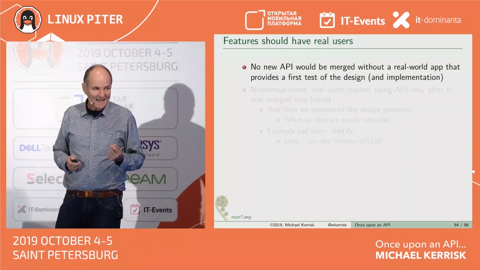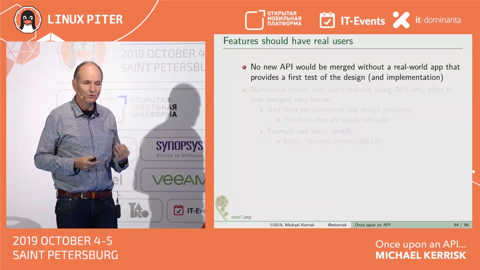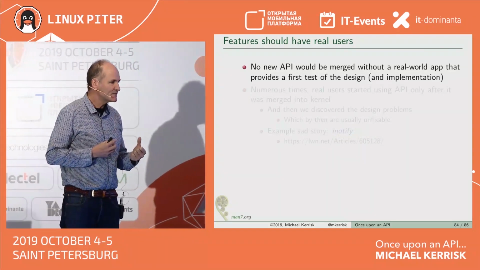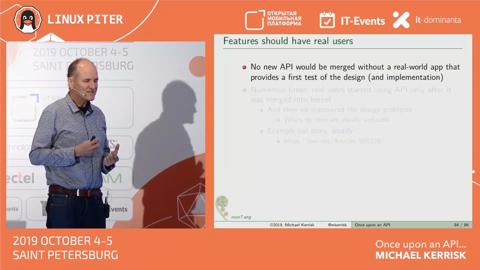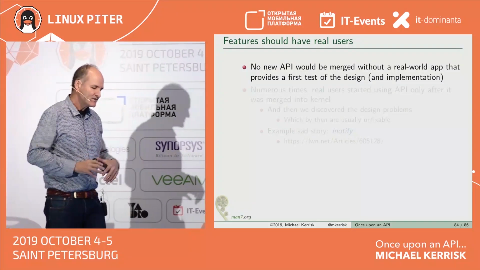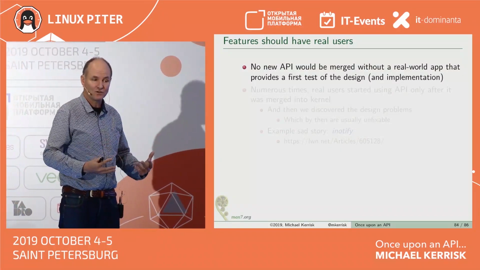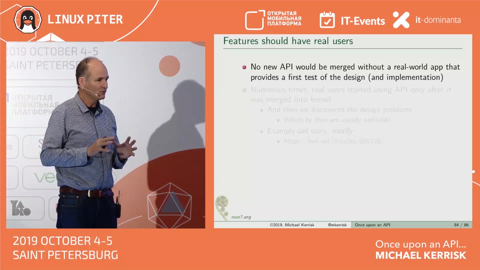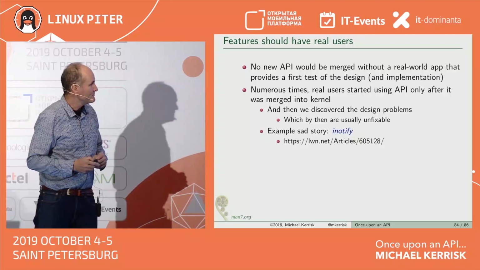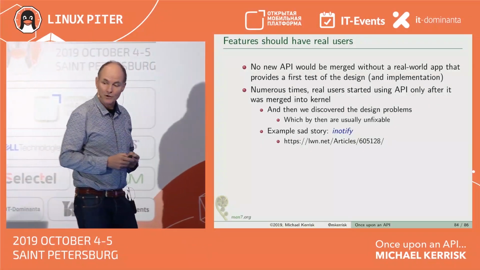Every API feature being added to the kernel should have a real-world user that provides both a first test of the implementation, but also a first test of the design. And we've repeatedly had the situation where some fairly major API gets added to the kernel without any real user of that interface yet. And I think one of the more spectacular examples in recent years is inotify.